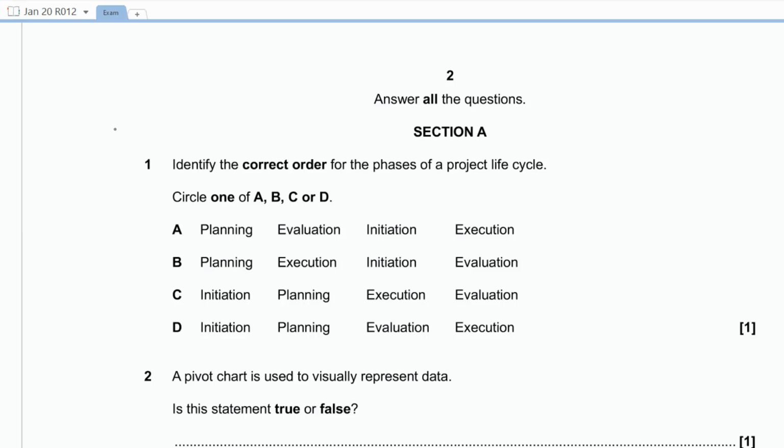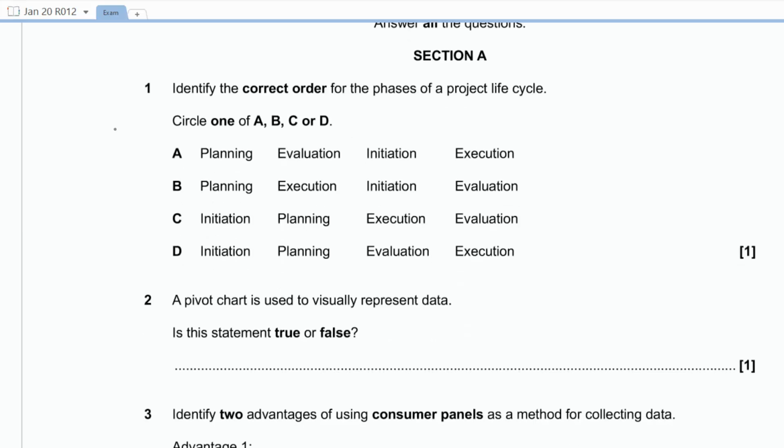So the first section is made up of short mark questions, so usually 1 or 2 marks, just testing your recall really. They're not applied to any particular scenario, they're just testing you have learnt different bits and pieces on the specification. So first of all, you need to identify the correct order for the phases of a project lifecycle. Sort of thing you should be learning off by heart. First of all, we have initiation, then planning, then execution, and finally evaluation. So therefore C is our answer for the first question.